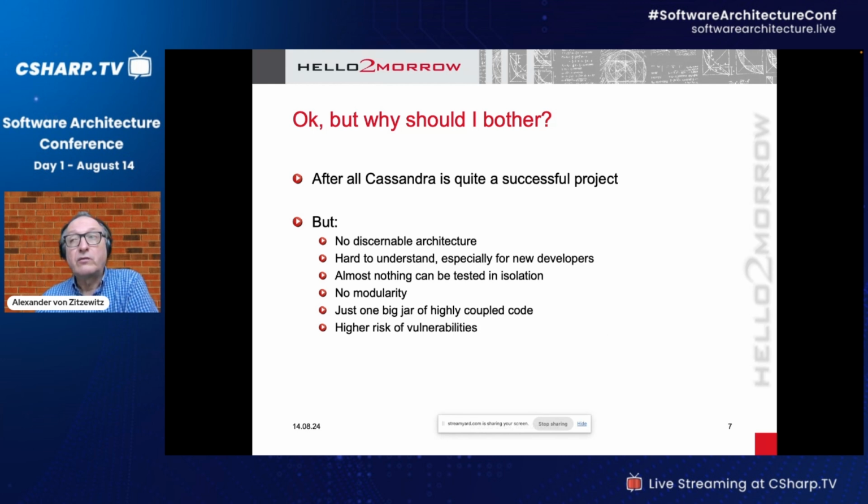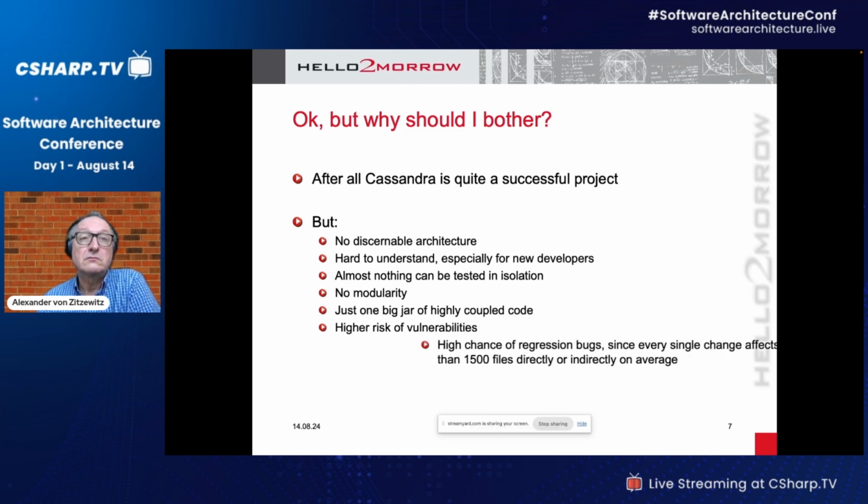Just imagine you want to harden that code base against cyber threats. The more complicated the code base is, the more highly coupled it is, the more difficult it will become to harden the code base against threats from the outside. And of course, we already talked about the chance of regression bugs. The probability increases dramatically because every time we change a file, about 1,500 files are directly or indirectly affected by that change due to the extremely high coupling values in that project.